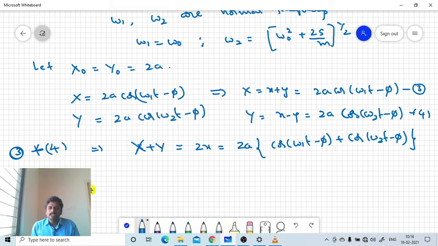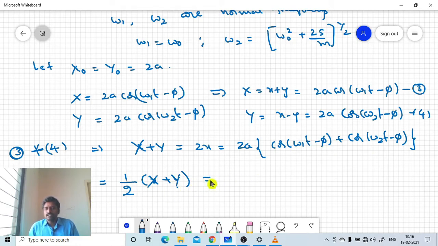Then I can take x is equal to, with the help of the normal coordinates, 1 by 2 into capital X plus capital Y. I can also write the displacement of the body with the help of the normal frequencies. Then small x is the displacement of the first bob of the simple pendulum.